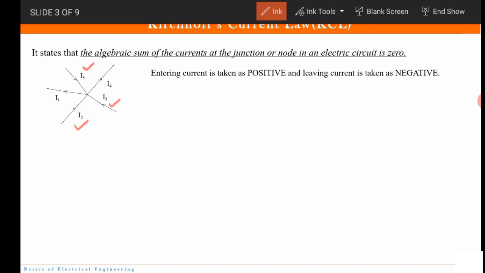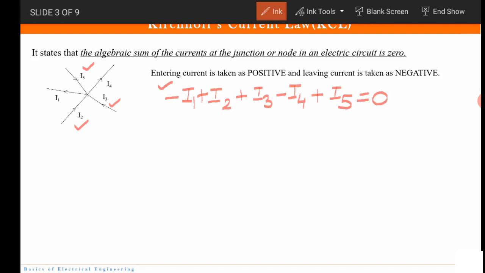Now the algebraic sum, the direction has to be considered. So for I1 we have to write minus I1. Fine. Then comes I2. I2 is an entering current, right? So it is plus I2. Now what about I3? Again entering, so it is plus I3. Now I4 is a leaving current, so it has to be minus I4, right? Similarly I5 again is an entering current, so here we will write plus I5. Now this algebraic sum is always 0.